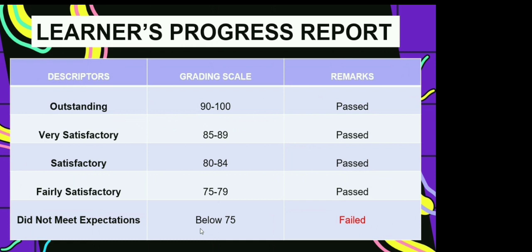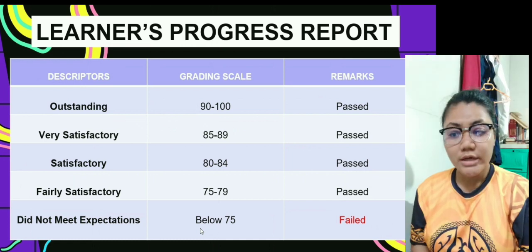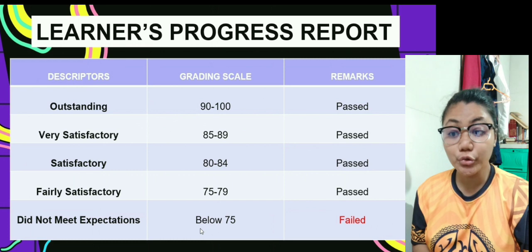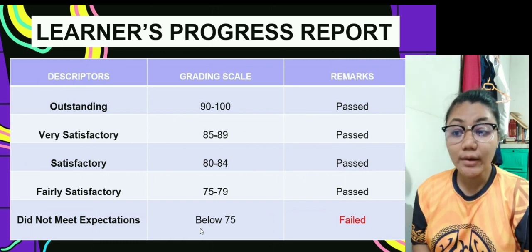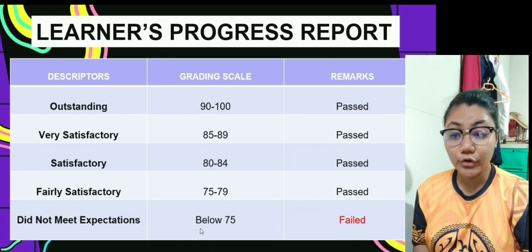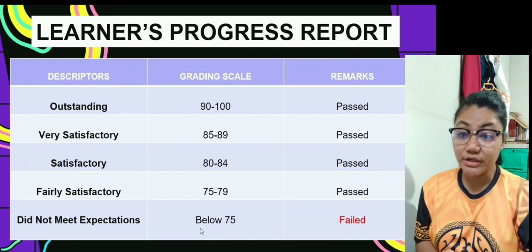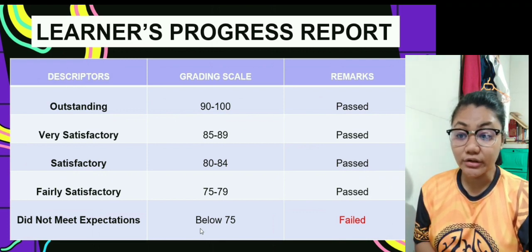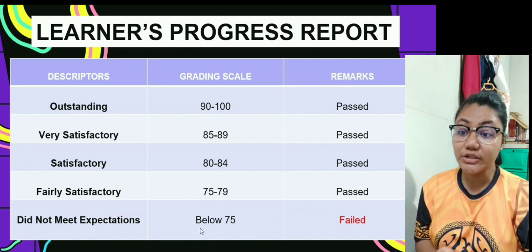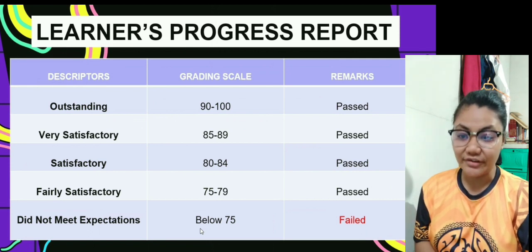Then if the learner receives a transmuted grade of below 75, then the descriptor of the student is it did not meet the expectation, which means the student is remarked as failed. So the summary of learners' progress is shown quarterly to parents and guardians through a parent-teacher conference in which the report card is discussed. A learner who receives a grade below 75 in any subject in a quarter must be given intervention through remediation and extra lessons from the teachers of that subject in order for that student to have a chance to be promoted to the next grade level.